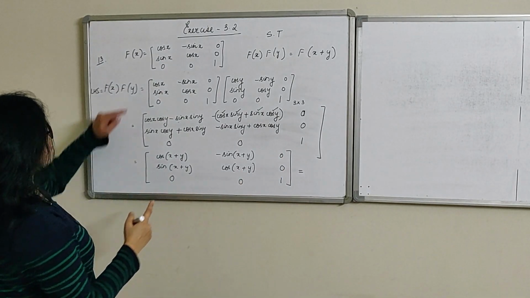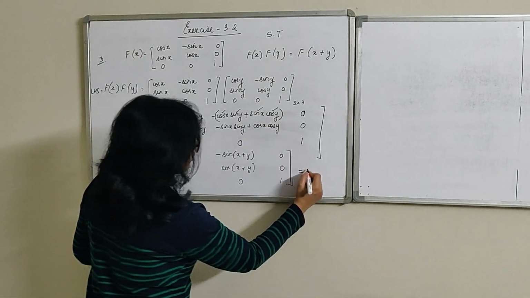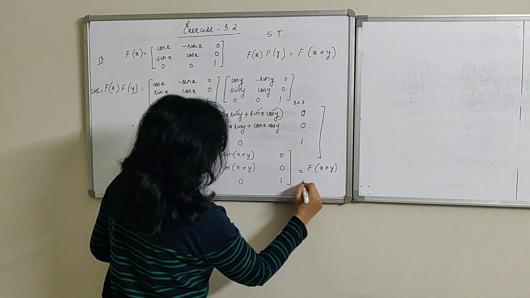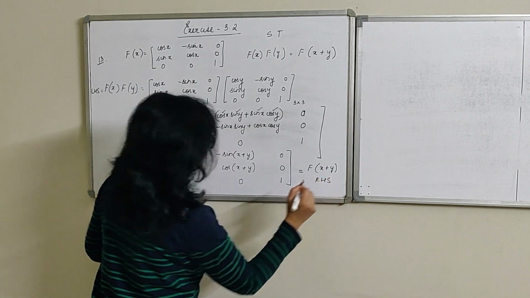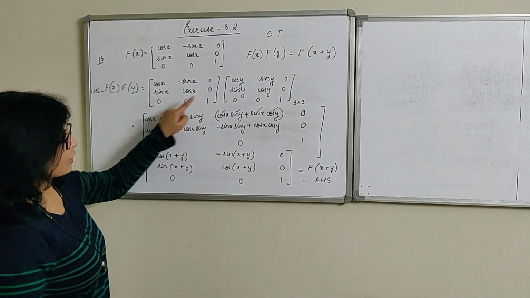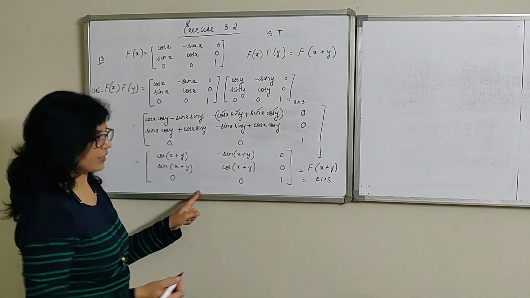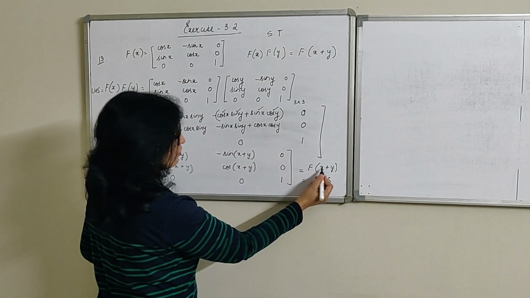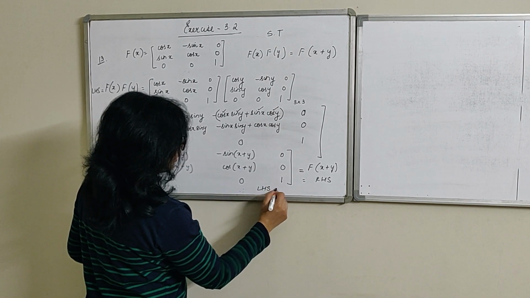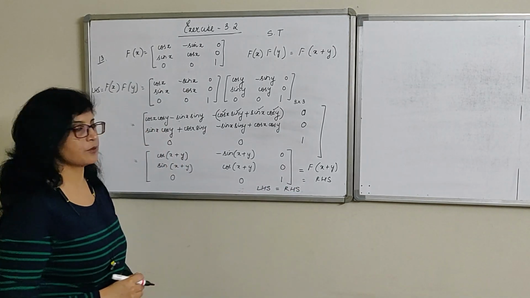Comparing this with the given matrix, we know this matrix can be represented by f of x plus y, which is equal to the right hand side. So we started with the left hand side where we found out the product of the two matrices. Upon simplification using trigonometric identities, we obtain a matrix f of x plus y, which is the right hand side. Therefore, we have shown that the left hand side is equal to the right hand side.